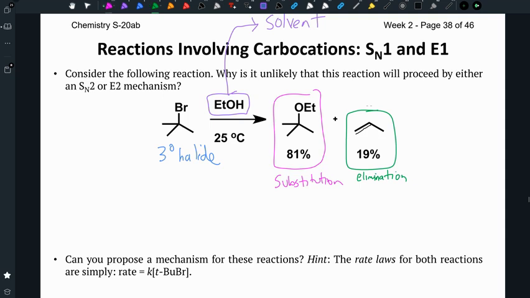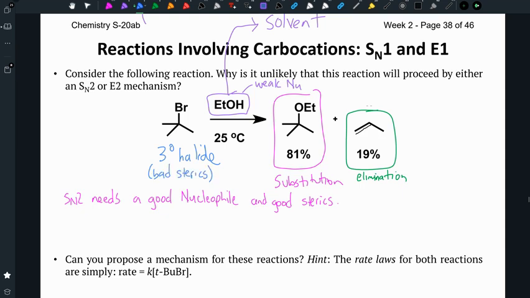So why couldn't this be SN2? Well, to be SN2, I need a good nucleophile and good sterics. Here I've got ethanol, which is kind of a weak nucleophile, and a tertiary halide, so I have bad sterics. So SN2 is ruled out.